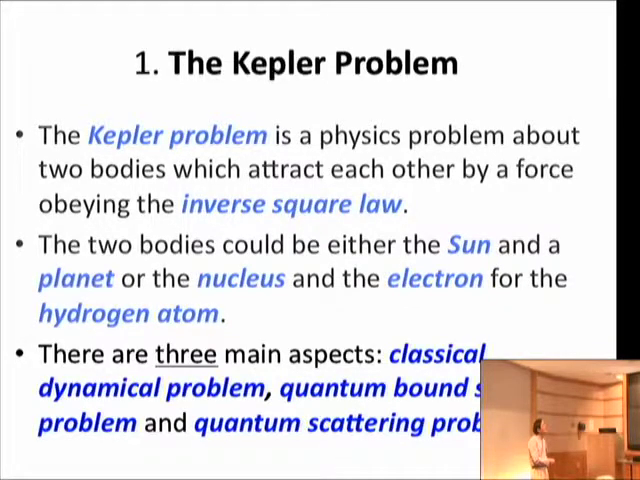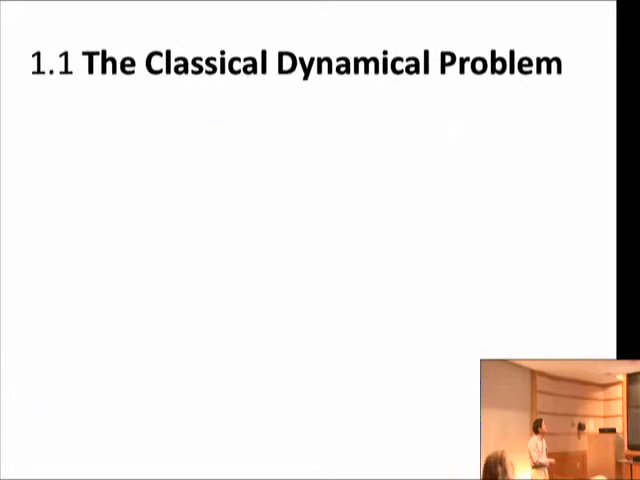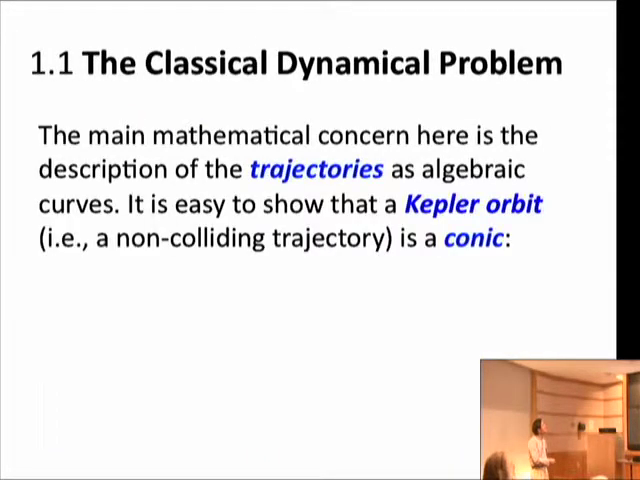And there are three main mathematical aspects. The first one is a classical dynamics problem. The next one is a quantum bound state problem. The third one is a quantum scattering problem. For the classical dynamical problem, the main mathematical concern is the description of trajectories as algebraic curves. And it is easy to show that a Kepler orbit is a conic. By Kepler orbit, I really mean a non-colliding trajectory. The two bodies could collide with each other, and that kind of trajectory I'm not interested in. So I'm interested in the Kepler orbit.